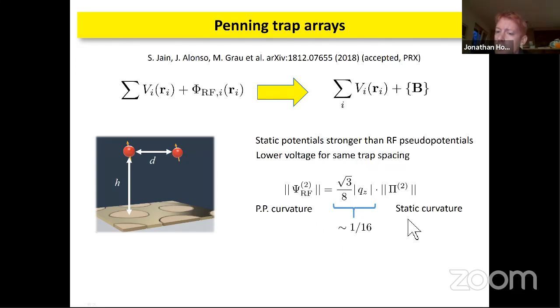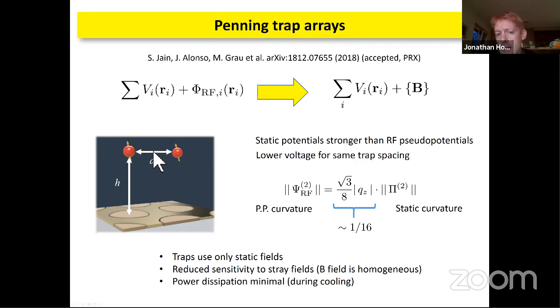If you look at what happens there, the static curvature you can generate on the chip, when that's mapped into how much curvature you get of your pseudo potential, which is what you eventually use, you see there's roughly a 1/16 weakening of the curvatures, just due to the requirement to have stable motion of the ions in this potential. So in the penning trap, the nice thing is that we only have to produce static curvature, and for our given voltage, we get all of the power of the static curvature rather than having to divide it by a factor of 16 to get this pseudo potential. So that makes us think we can get the ions closer together.